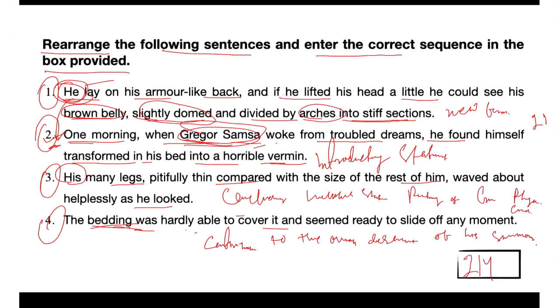Therefore, you can say the sequence 2 1 4 3 creates a coherent paragraph that follows a logical progression of events and descriptions. So, hence, the correct answer is 2143.